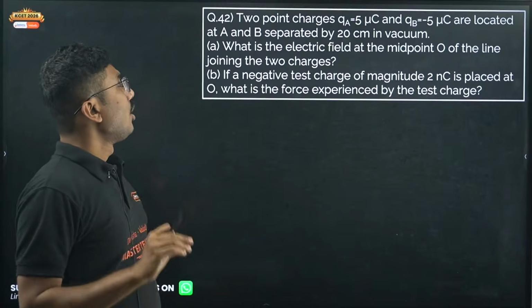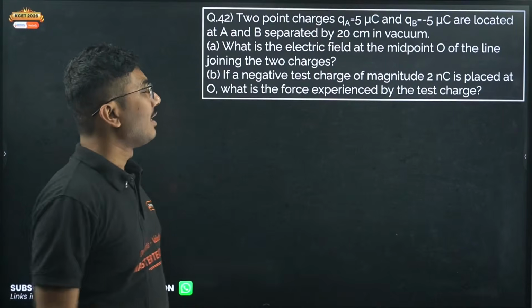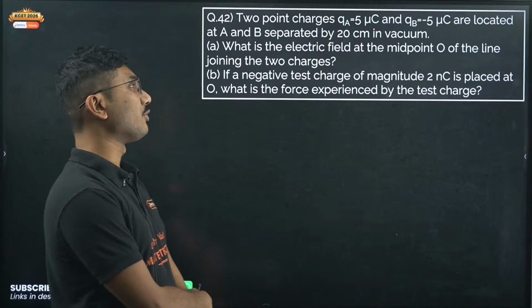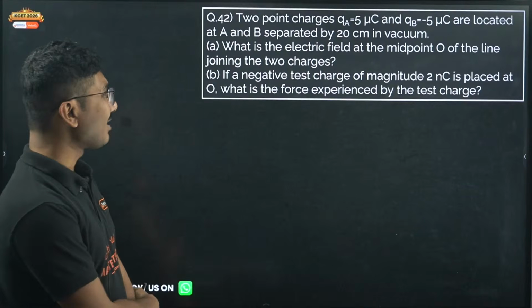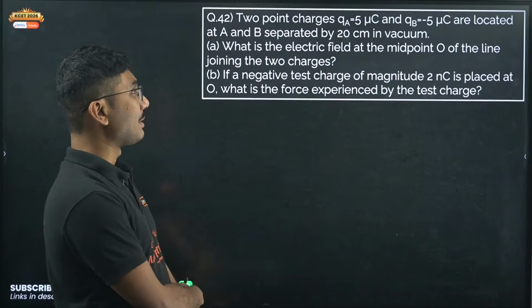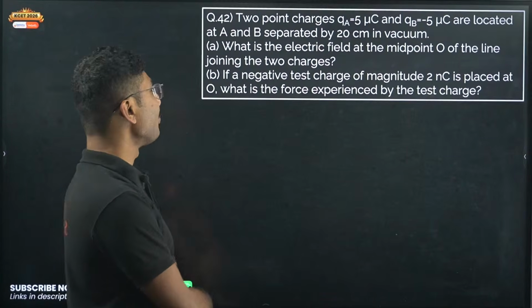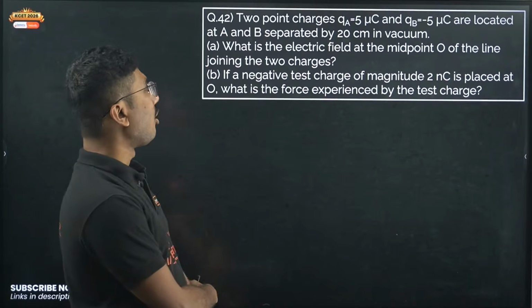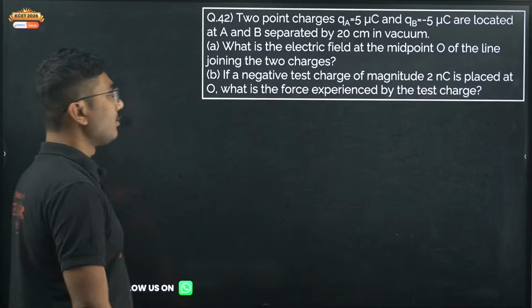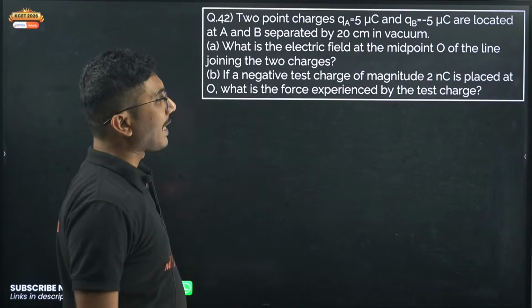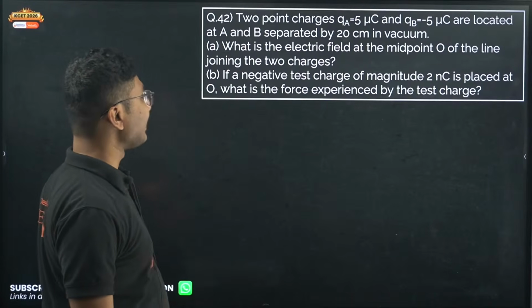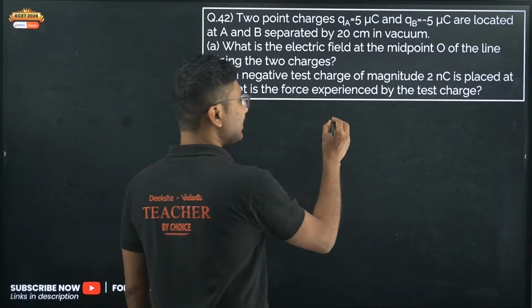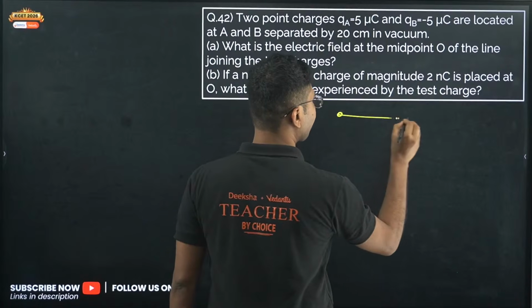Two point charges QA equals 5 microcoulomb and QB equals minus 5 microcoulomb are located at A and B separated by 20 centimeter in vacuum. What is the electric field at the midpoint O of the line joining the charges? If a negative test charge of magnitude 2 nanocoulomb is placed at O, what is the force experienced by the test charge? I think this is a previous year question.